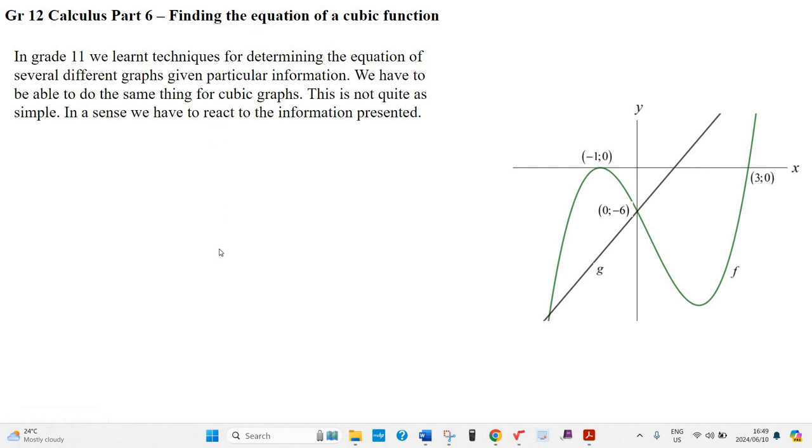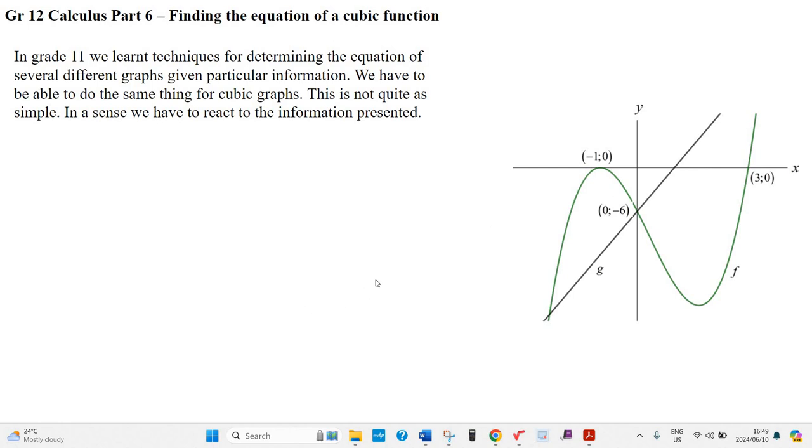Okay, let's figure out how to find the equation of a cubic function when you're given a graph and some points. And how do you do that? Well, in grade 11, we learned this thing where we were given a point, say like 0 and minus 6. Maybe we're given some other points, like intercepts. Well, there was a way we figured out parabolas doing that.